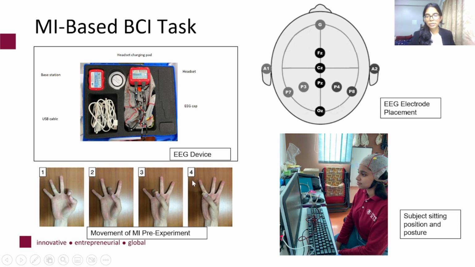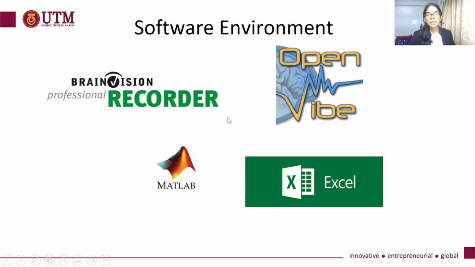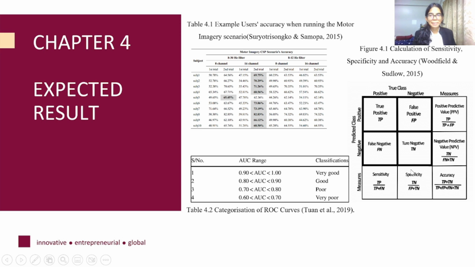And this image is the movement of MI pre-experiment for training purposes. The software environment involved is the BrainVision Recorder to record the EEG, and then we have MATLAB, Excel and OpenViBE. This will be the expected result from my final year project. The first image here is an example of the user's accuracy when running the motor imagery scenarios, and I've proposed to use 10 subjects as well.